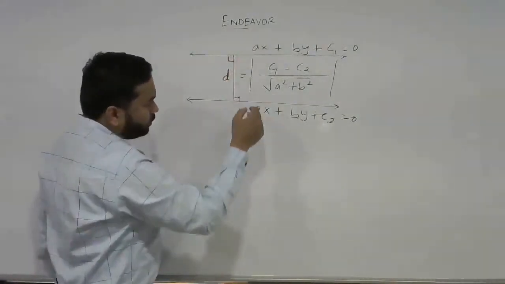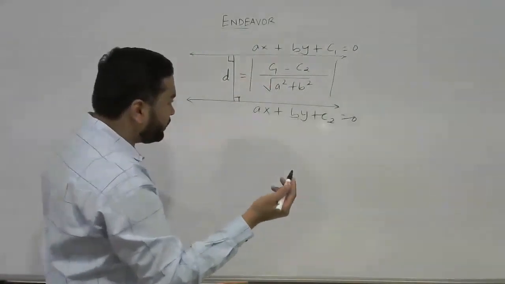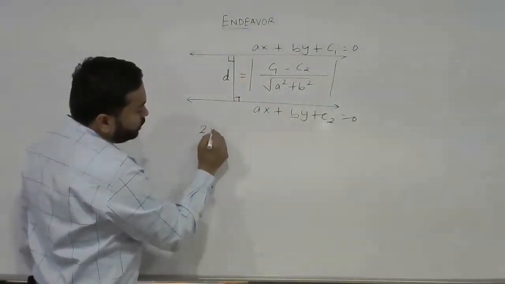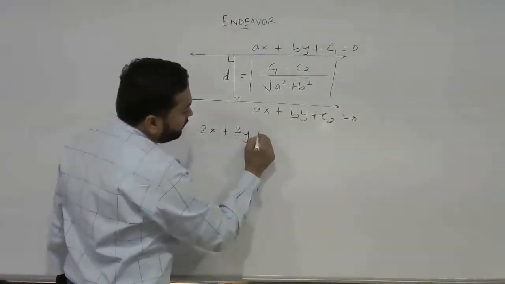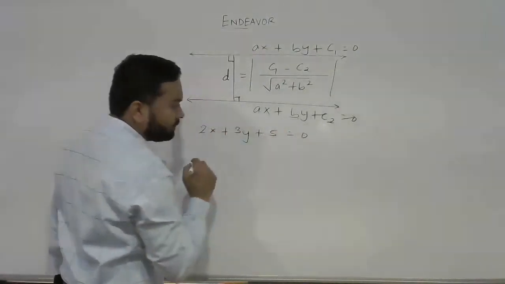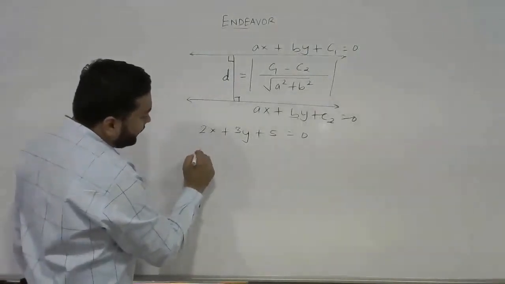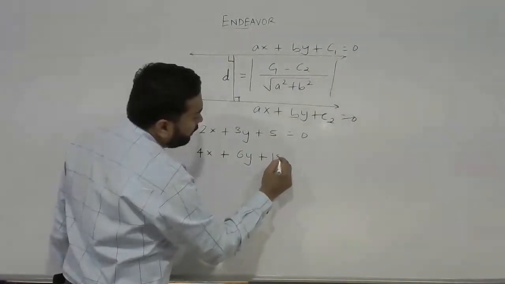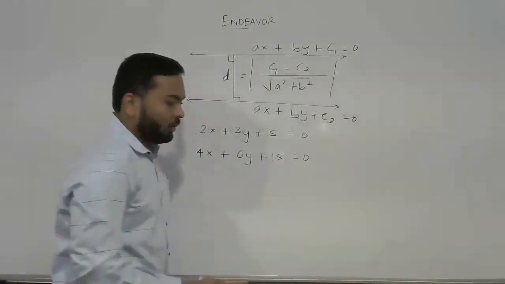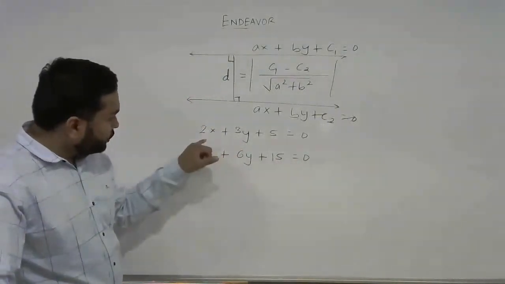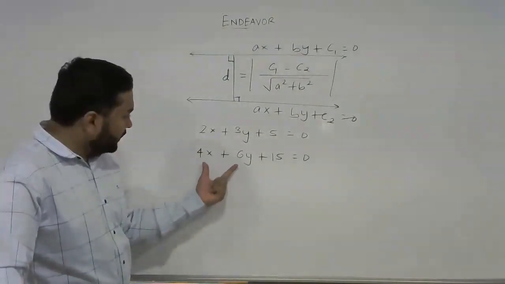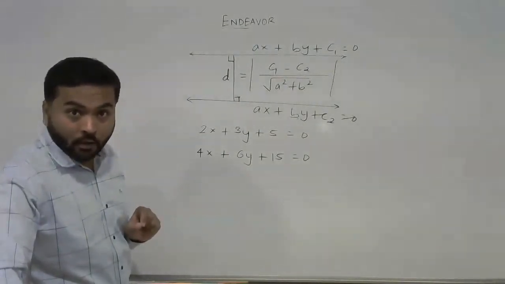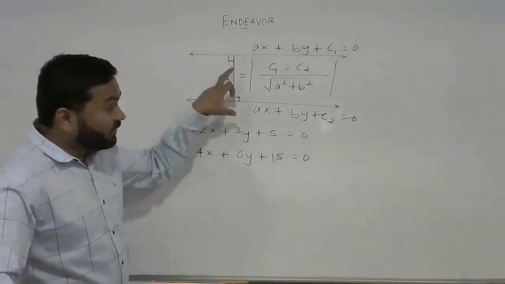What I meant when I change a1, a2, and b1, b2. So, for example, let's take the line 2x plus 3y plus 5 is equal to 0 as one line. And let's say the another line is 4x plus 6y plus 15 is equal to 0. Now, the slope of this line is minus 2 by 3 and the slope of this line is minus 4 by 6, that's minus 2 by 3. The slopes are still equal, which means the lines are parallel, which means I can still find the distance.